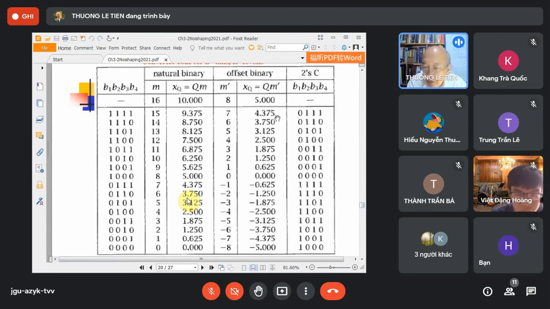Okay, this is the quantization level in the offset binary and two's complement. Because for two's complement, we apply the bipolar code. So we use the same quantization level as the offset binary. What in Vietnamese we would say is two complements.